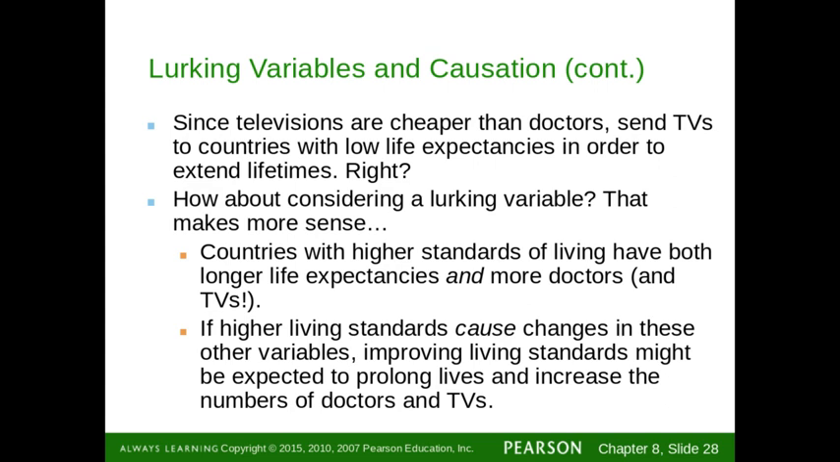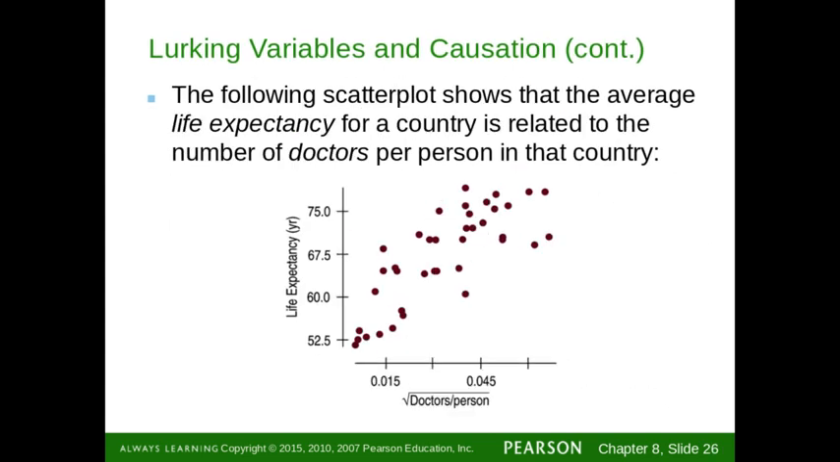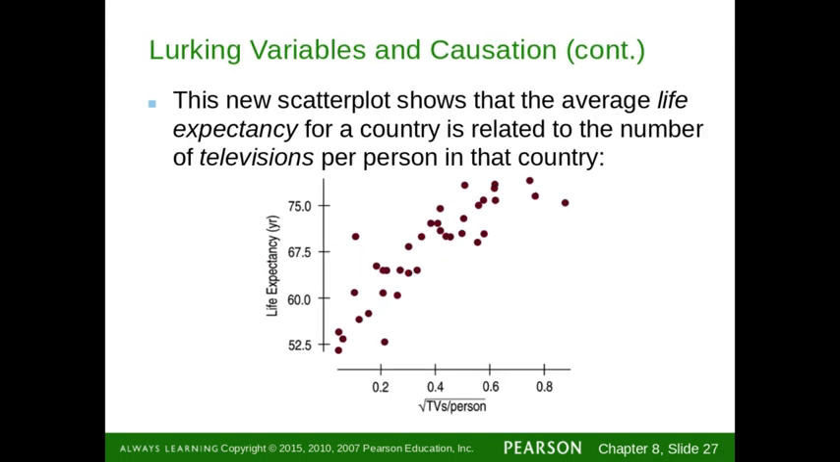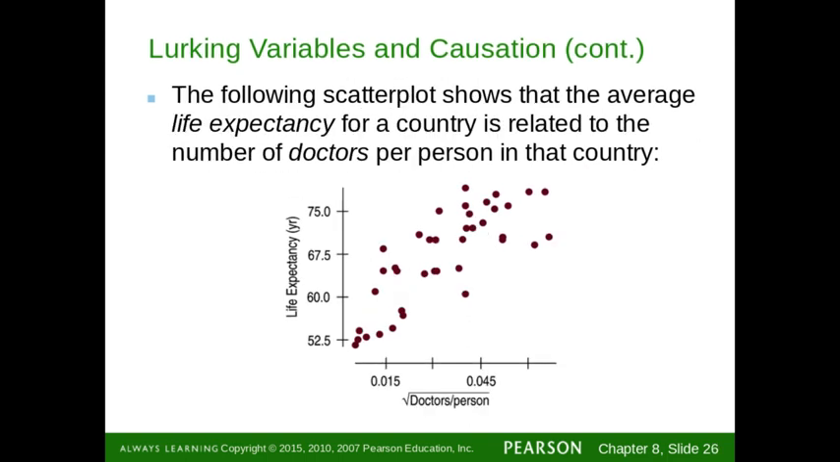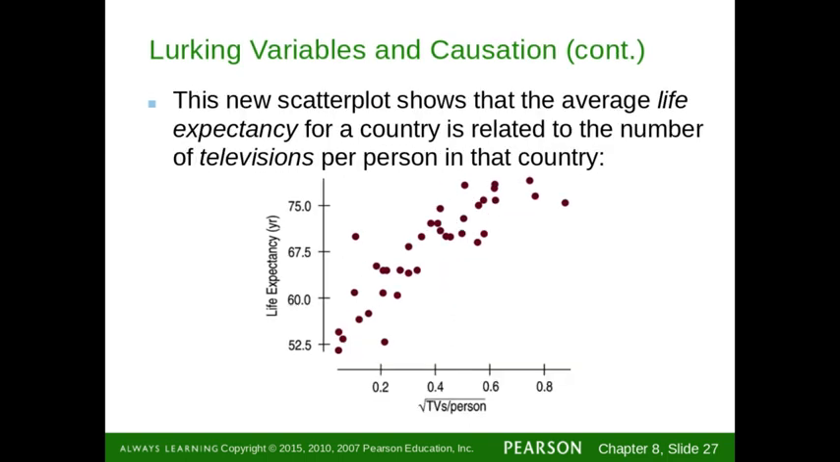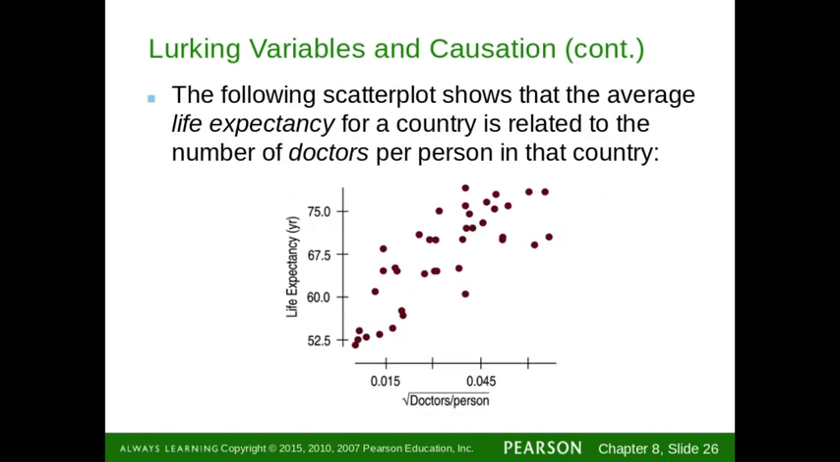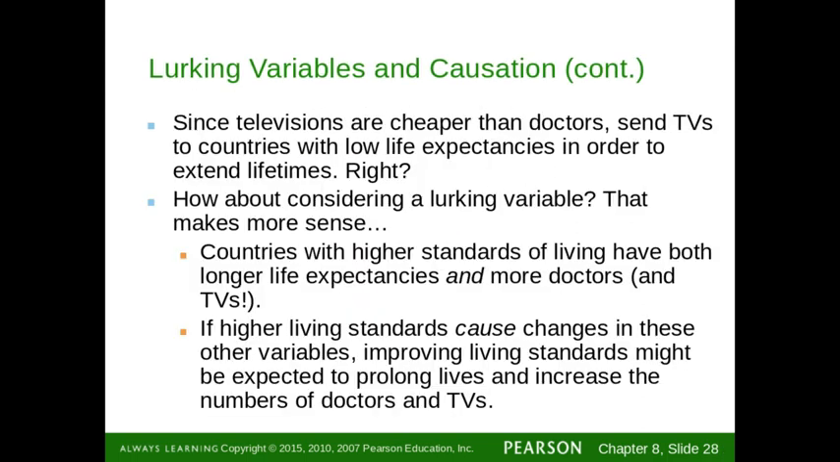So one parameter doesn't necessarily mean anything. Although I find it interesting, look at the doctors per person versus life expectancy and look at the TVs. The TVs appear to have a tighter correlation. If we were to look at the residual plot between this and the residual plot between this, I bet this R value, the correlation coefficient, and the R square value would be closer to 1 than this one. So in other words, TVs are more impactful than doctors according to this data.